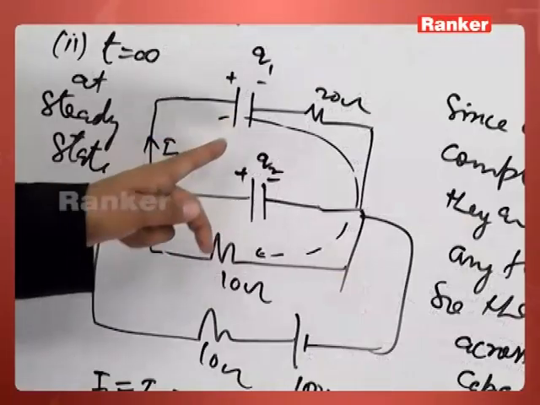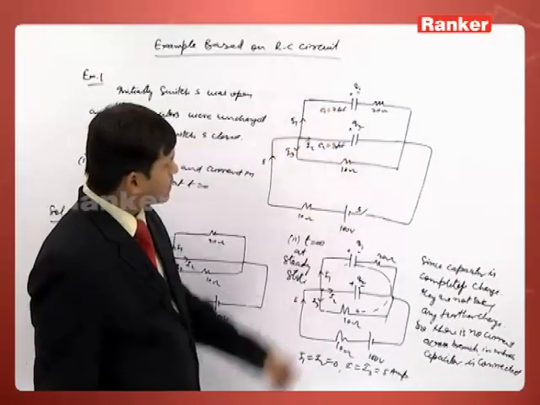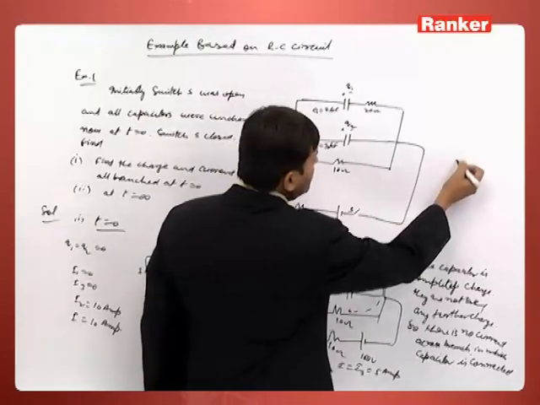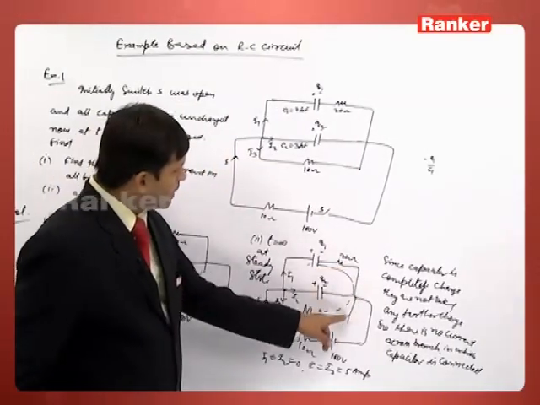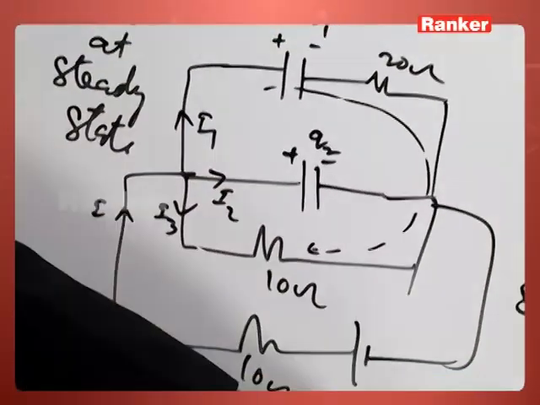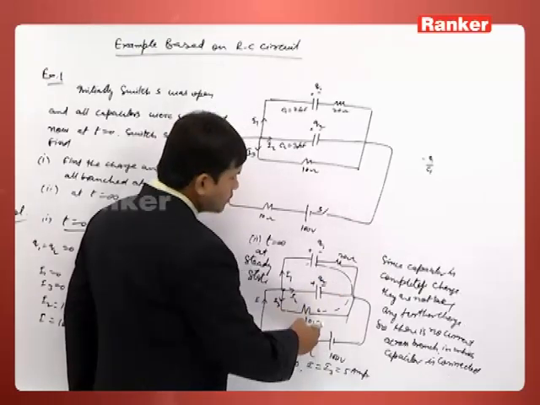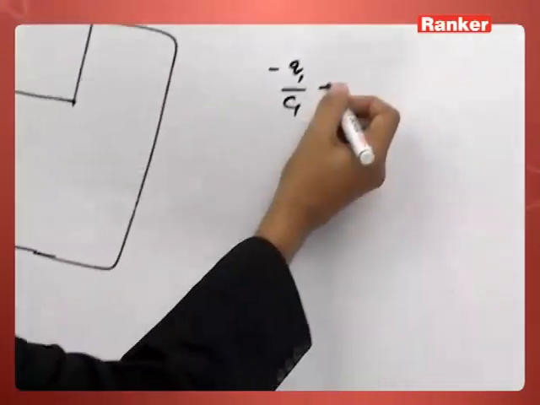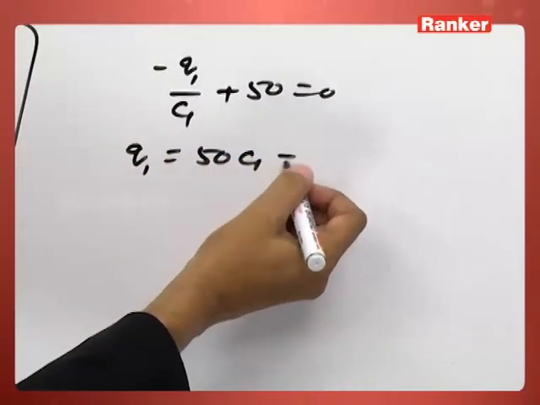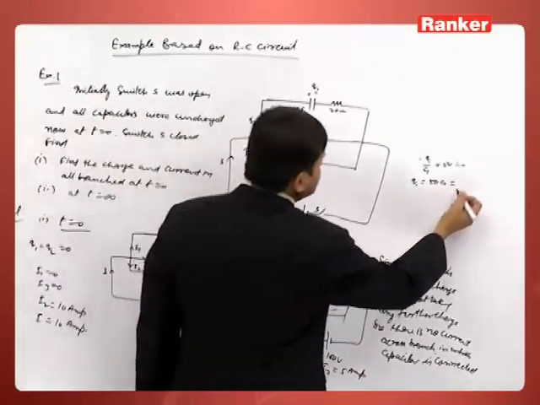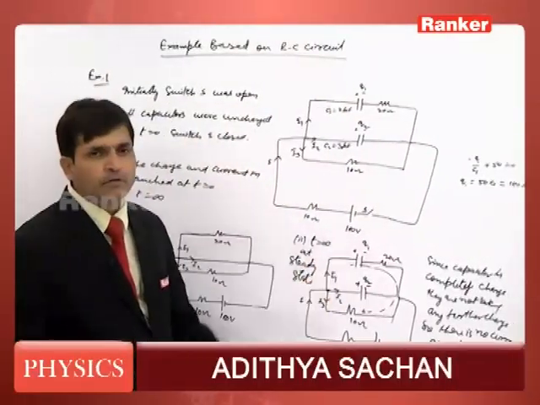When we are applying Kirchhoff's law in this loop, since I1 is 0, we can write minus Q1 by C1. C1 value given here is 2 microfarad. So on applying Kirchhoff's law, minus Q1 by C1, no current here. Now here I3 is there, that is 5 ampere. We are going in this side, opposite direction, so it will come positive. So I3 into 10, 5 into 10, 50. Plus 50, this is 0. So Q1 is 50 C1, and C1 value given is 2 microfarad. So this will be 100 microcoulomb. So charge Q1 is 100 microcoulomb.